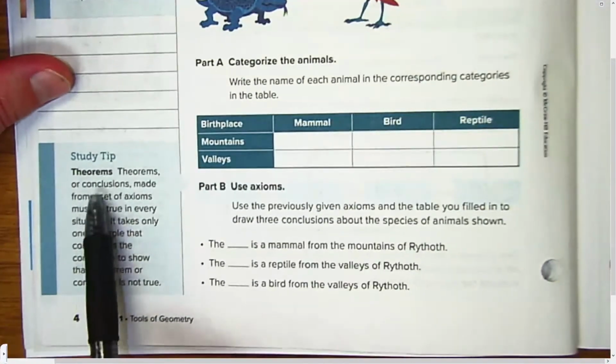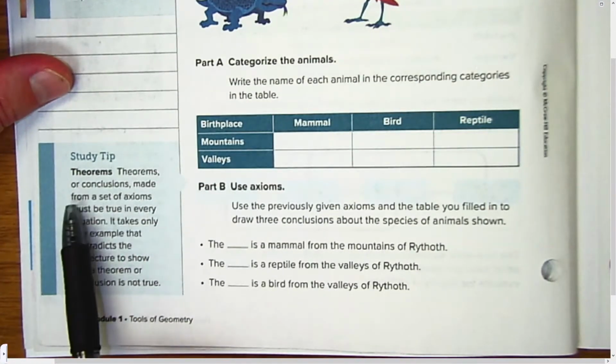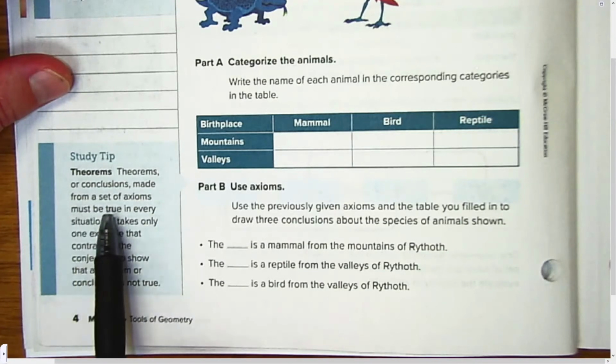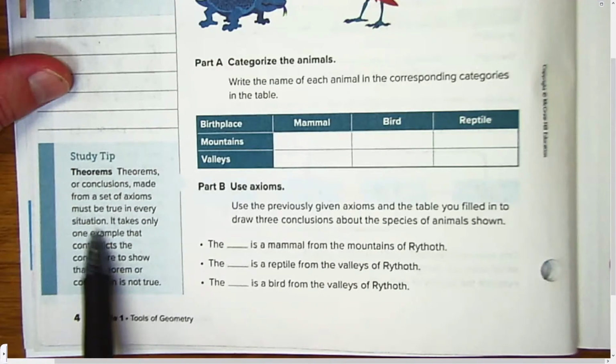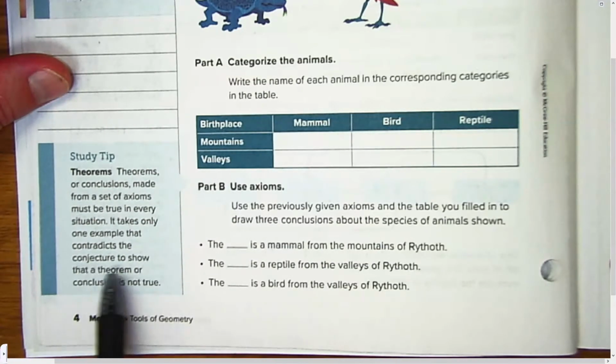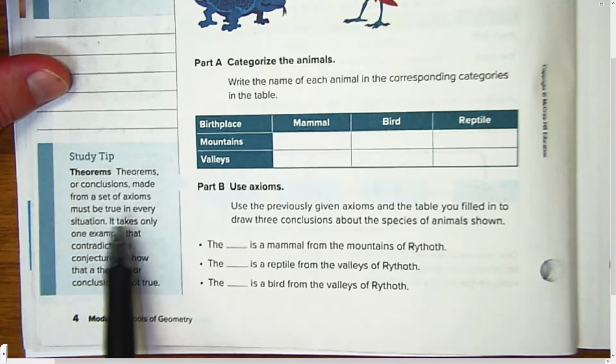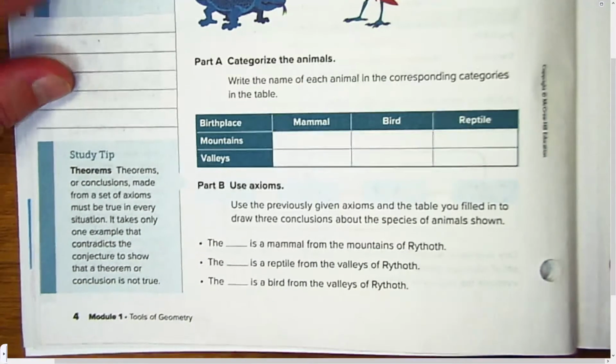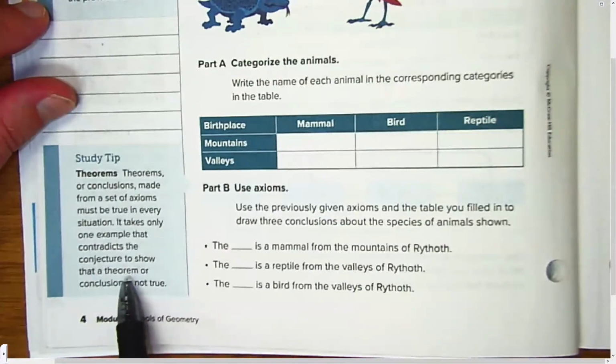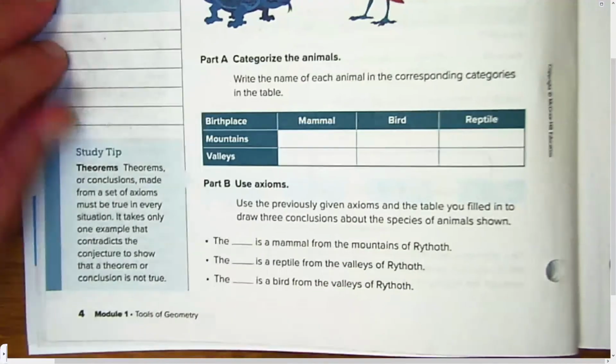Study tip. Theorems or conclusions made from a set of axioms must be true in every situation. It takes only one example that contradicts the conjecture to show that the theorem or conclusion is not true. This is called proof by counterexample. If you can find one thing that makes it not true, then it can't be true.